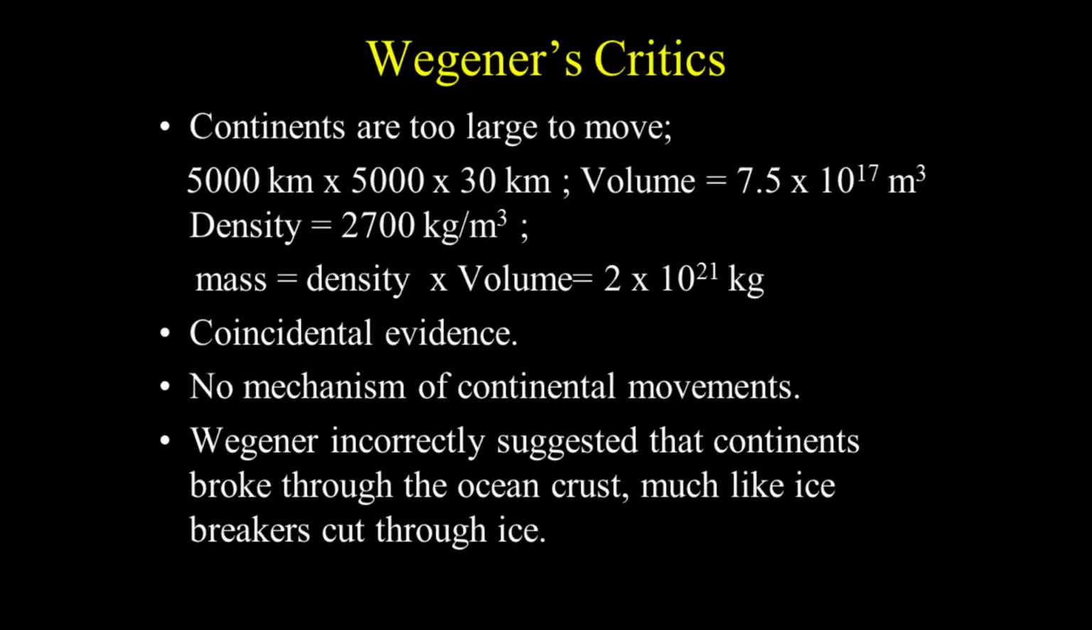One of the weaknesses of Wegener's argument was that he did not propose a mechanism of continental movements. Moreover, Wegener incorrectly suggested that continents broke through the ocean crust, much like icebreakers cut through ice.